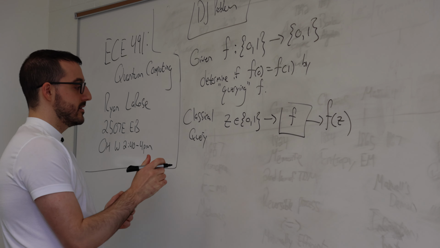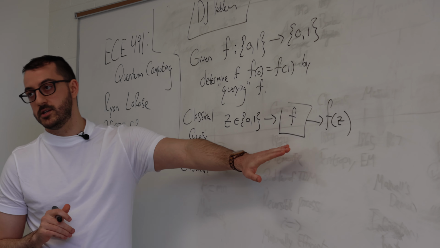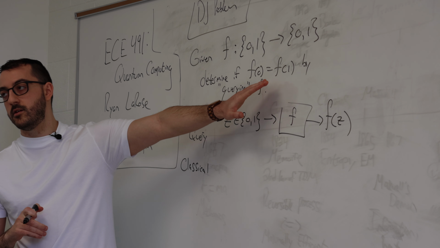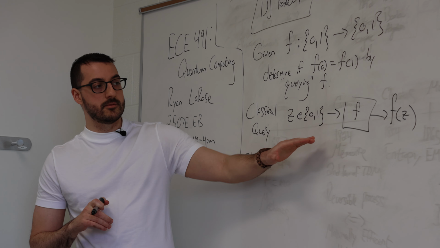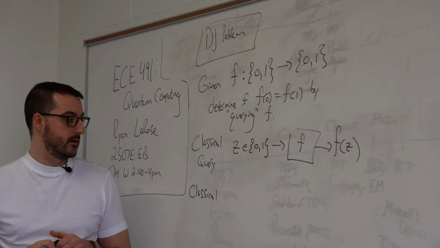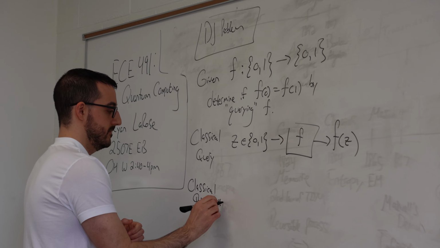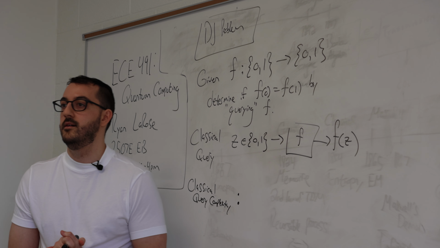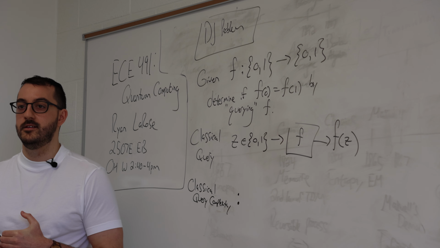So what is the classical query complexity of this? How many questions would you have to ask this function in order to solve this problem? Remember, we want to determine if f of 0 is equal to f of 1, some unknown function f. The only thing you're allowed to do is make queries. How many queries do you have to make to solve this problem? Anyone? 1. Just 1, okay.